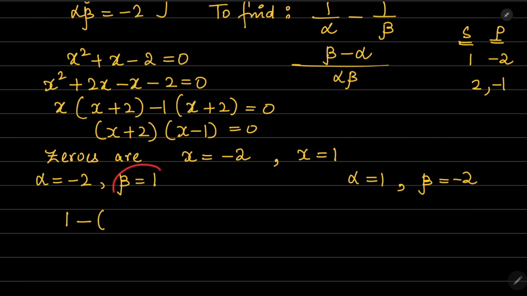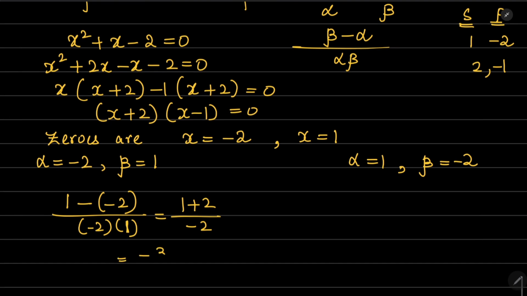Here beta is 1 minus, what is alpha? Alpha is minus 2, divided by minus 2 into 1. So this is nothing but 1 plus 2, right? 1 plus 2 divided by minus 2. So this is nothing but minus 3 by 2. Okay, this can be the answer. Or beta is minus 2, minus 1 whole divided by 1 into minus 2, which is minus 2. So it's nothing but minus 3 by minus 2. Minus minus gets cancelled, so you have 3 by 2.